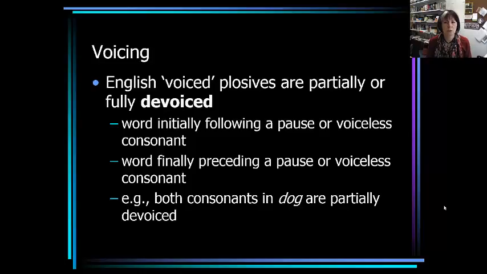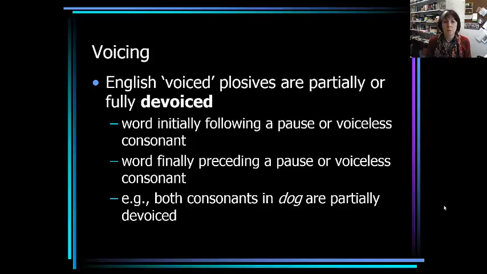English voiced plosives are partially or fully devoiced. You may remember this if you've taken English phonology or if you've taken another course which is looking at English plosives and so on. This is also the case with most English voiced obstruents. They don't tend to have much voicing in them. Obstruents include plosives, affricates and fricatives, those categories of sound. They can be fully voiced, but this tends to be when they're surrounded by voiced sounds.